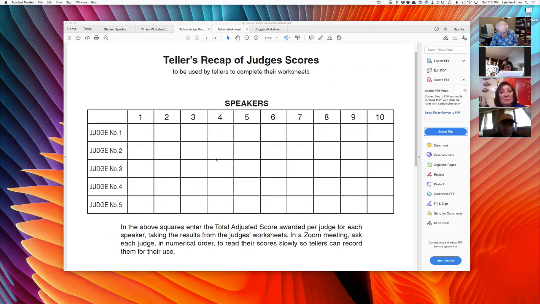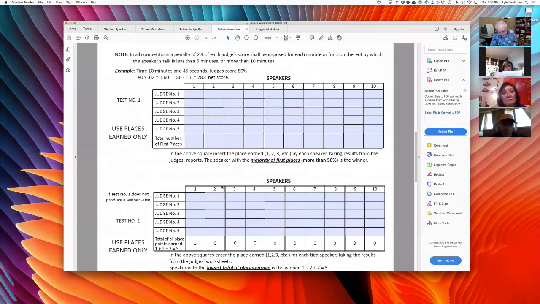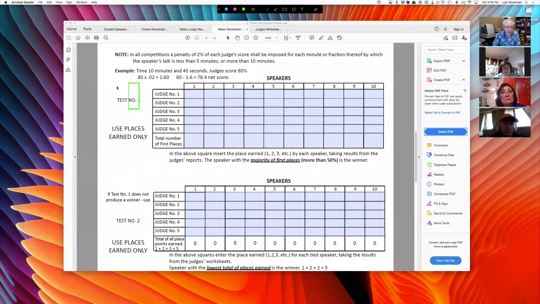Anyway, going to the next sheet. Now it's time for the tellers to actually start using their sheet. What we're looking at is test number 1, right here. Not lined out very well, but anyway, right there.